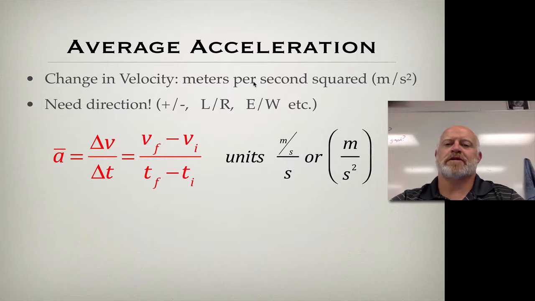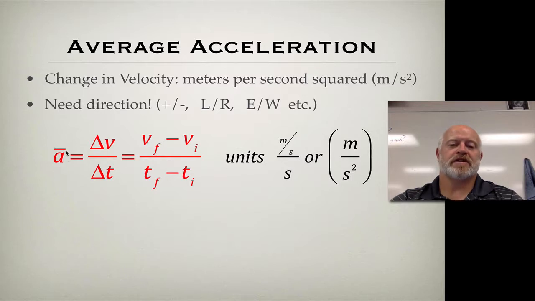We're going to label that in meters per second squared. Again, we do need direction on this because it is another vector quantity, so we're going to be working with positives or negatives, or lefts, rights, east, west, that kind of stuff. Okay. Here's our equation for it.